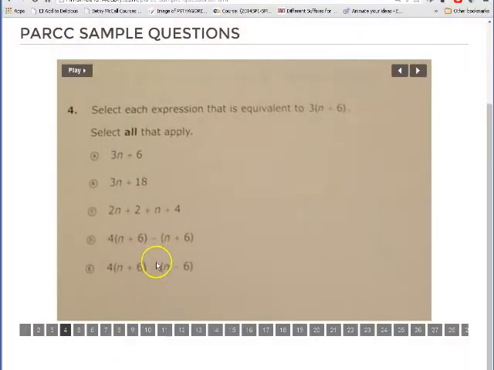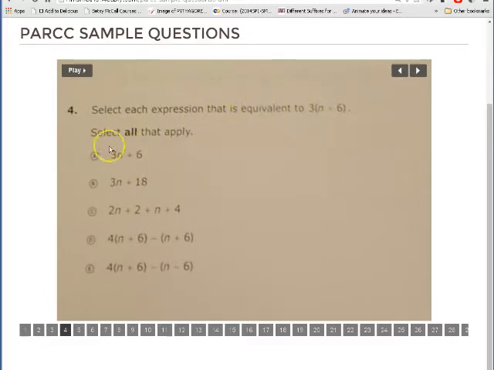Okay, so now let's look at number 4. Select each expression that is equivalent to 3n plus 6. Select all that apply. Okay, so this is really just a distributive property. And there's one little trick in this one that they're going to try to get to. The answers are B and D, and I'll show you why.